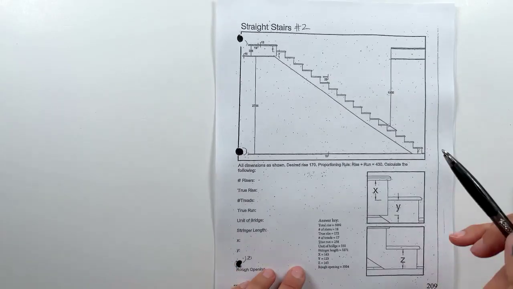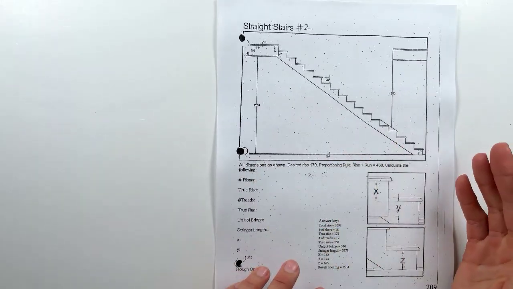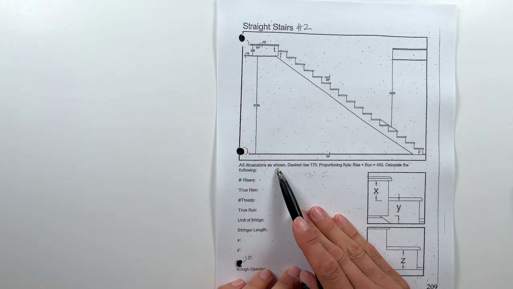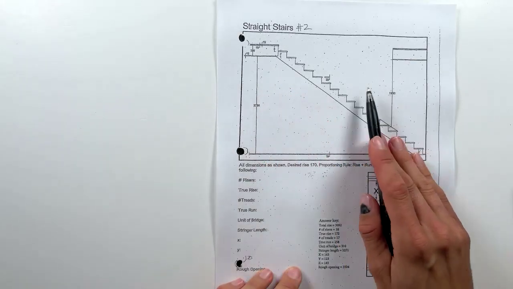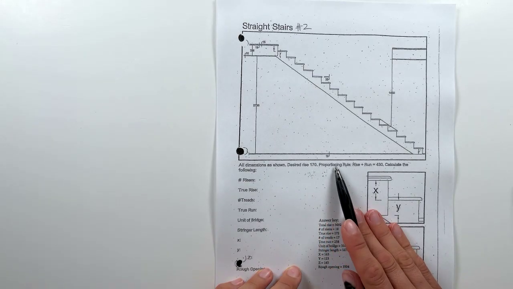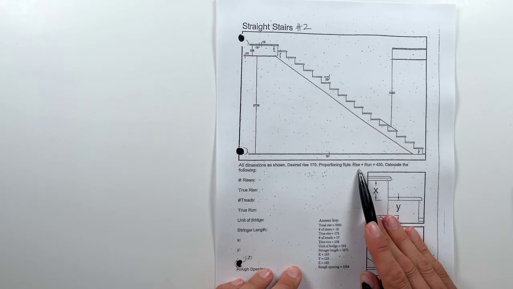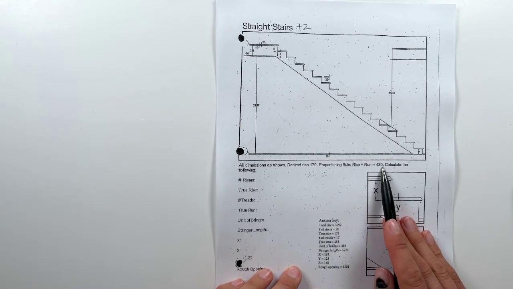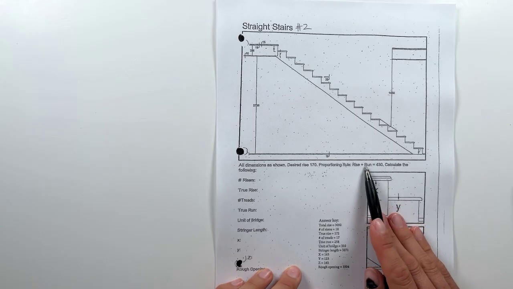Whenever I get started on a set of straight stairs, or really any stairs, there are a few different things. First, we want to look at what we even have. All dimensions as shown. Cool. So we have dimensions that are given to us. Desired rise is 170. That's important. And we're using a proportion rule of unit rise plus unit run equals 430. We'll use that to find out our unit run later.